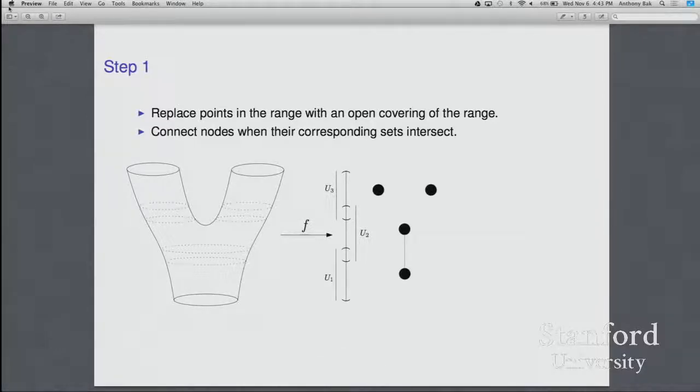And I'm going to connect nodes when their inverse images intersect. So U1 and U2 have an intersection, so I connect them. And U2 and right U3 have an intersection, and U2 and left U3 have an intersection, but left and right U3 have no intersection. So the output is now a graph. The output before, for a single lens, was a curve. Now the output's going to be a graph.